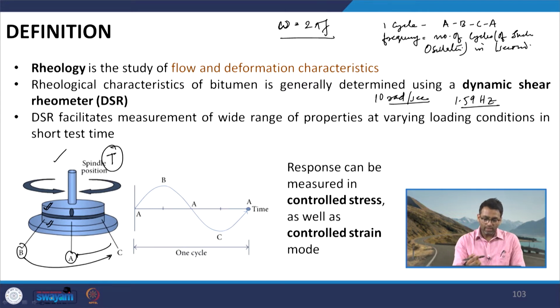In other terms, I will tell you later in the slide, we are basically changing the value of theta, which is the rotation or the movement of this particular spindle. So, in control stress, torque is fixed and the distance of movement is variable. In case of a controlled strain test, the distance of movement from A to B is fixed, and to keep this movement constant, the value of torque keeps on changing. So, a DSR can be operated in both control stress and control strain mode, and later we will discuss that usually the Superpave tests, or the Superpave grading, are done in constant stress mode, and we will see how.